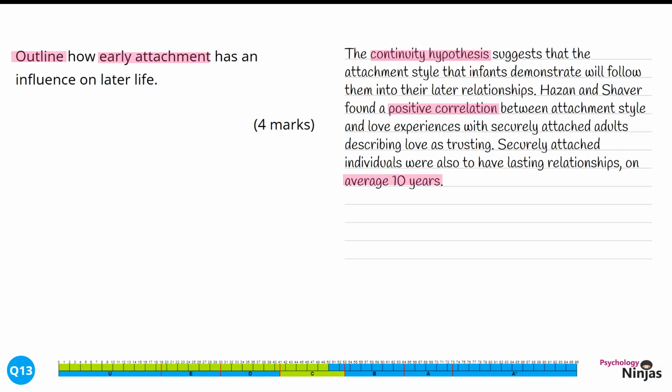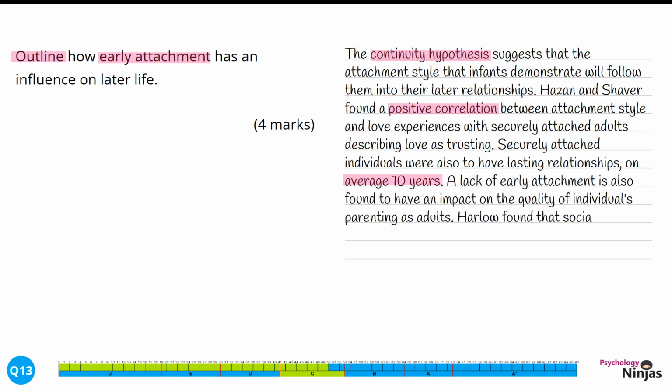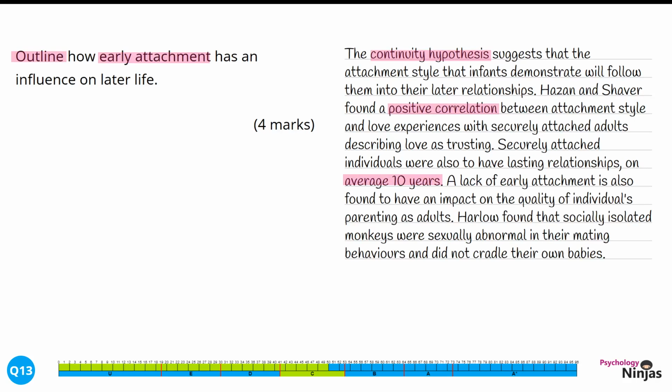We're going to move on to a different way in which attachment has affected later life, looking at parenting. And lack of early attachment is also found to have an impact on the quality of an individual's parenting as adults. Harlow found that socially isolated monkeys were sexually abnormal in their mating behaviours and did not cradle their own babies.